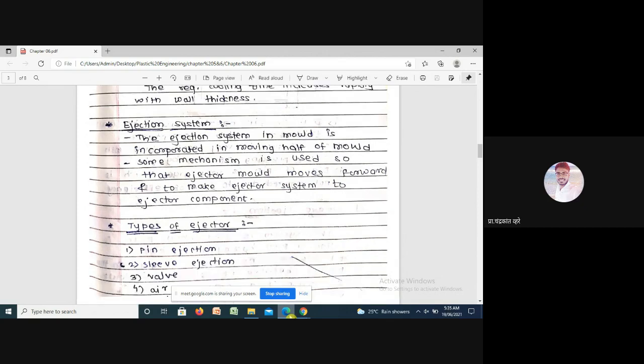We have different types of ejectors: pin ejection, sleeve ejection, valve ejection, air ejection, and stripper ejection. These are the five major ejector systems we are using. Keep in mind once again: pin ejection, sleeve ejection, valve ejection, air ejection, and stripper ejection. Let's go to the first one, the pin ejection.